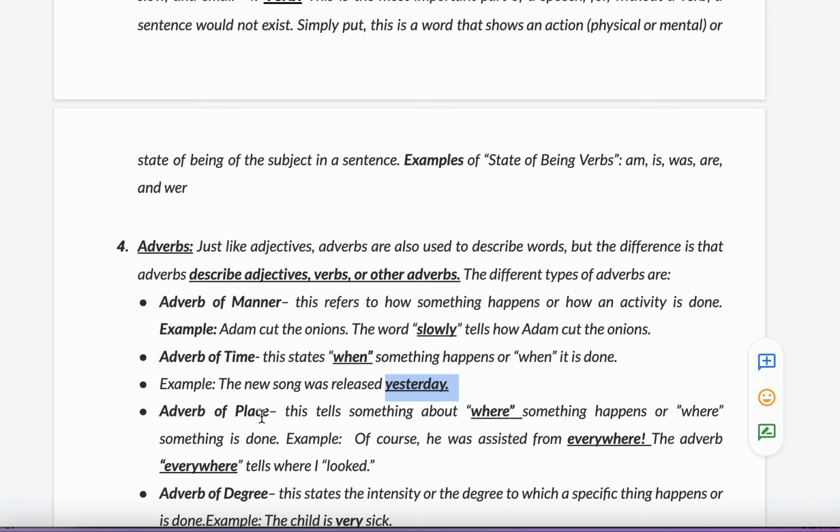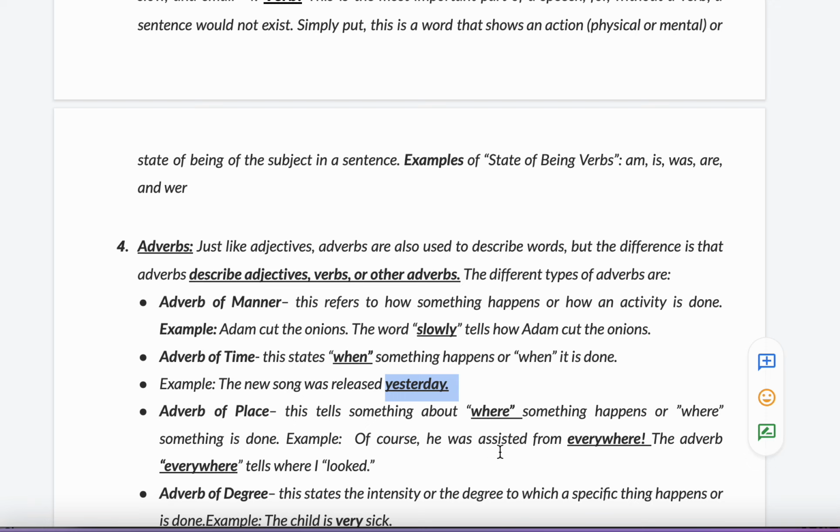And then we have adverb of place. Now, as we know, the place, meaning that we talk about a location, a position, a situation, or a physical place of something. So this tells something about where. So if we want to make a question, I'll talk about WH question words some other time. It's worth it. We can discuss that later on, but for now, it's a beginner level class. So adverb of place, this tells something about where something happens or where something is done.